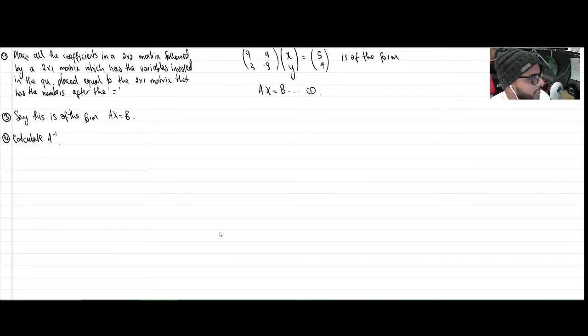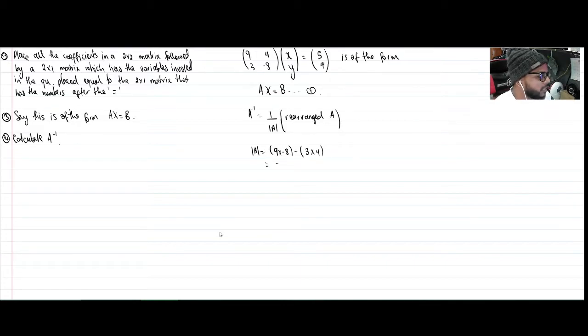When you calculate an A inverse, we know that our A inverse is 1 over the determinant of A multiplied by the rearranged A. Well, the determinant of A will be the leading diagonal, which is 9 multiplied by minus 8, take away the other diagonal, which is 3 multiplied by 4. 9 multiplied by negative 8, that is negative 72. Take away 12. This will give us negative 84.